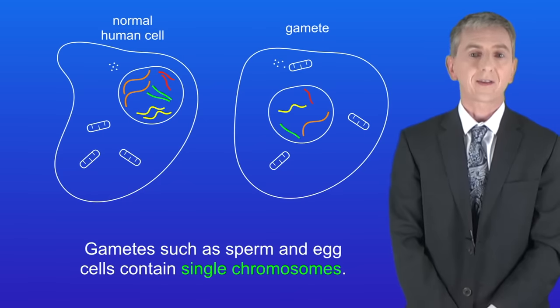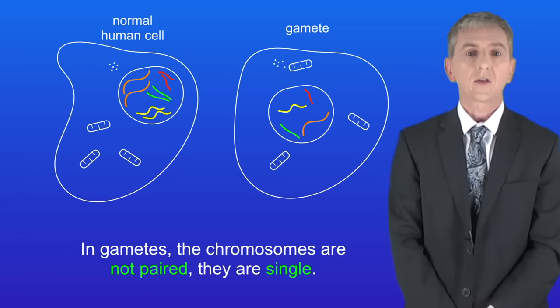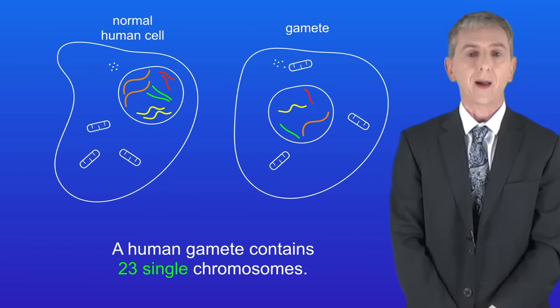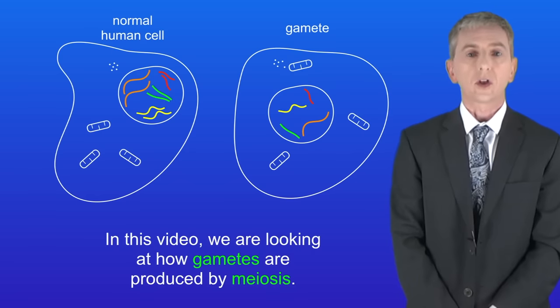Gametes, such as sperm and egg cells, contain single chromosomes, and I'm showing you a gamete here. As you can see, in gametes the chromosomes are not paired, they're single. So a human gamete contains 23 single chromosomes. So in this video, we're looking at how gametes are produced by meiosis.